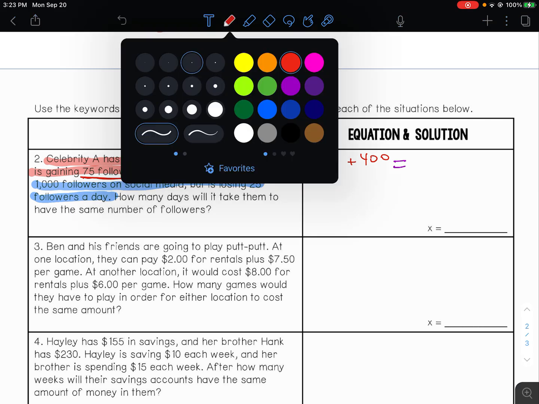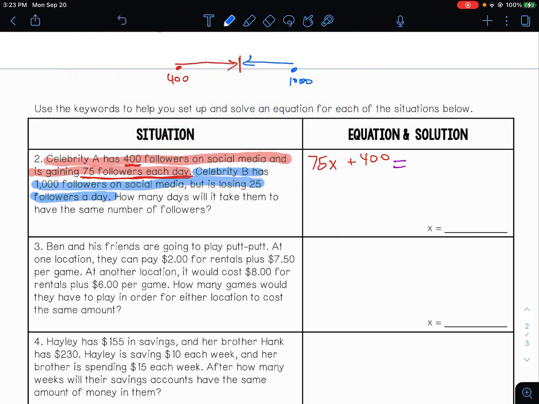On the flip side, we have Celebrity B, who has 1,000 followers and is losing 25 followers a day. So they have 1,000 followers, but they're losing 25 per day. So 25 was my rate, which means you're going to be multiplying it by the variable. So 1,000 minus 25x. Now we solve.